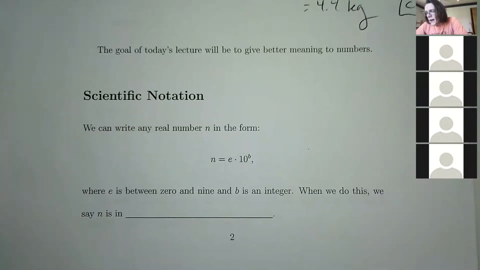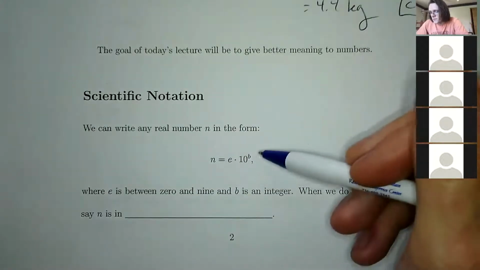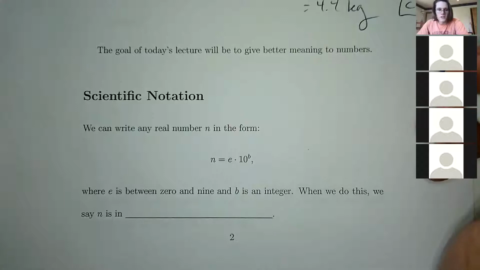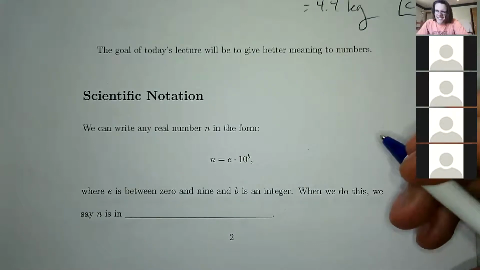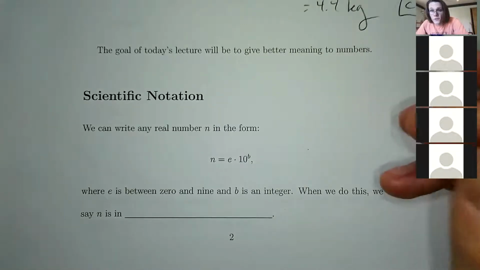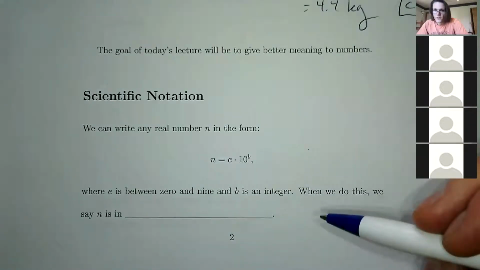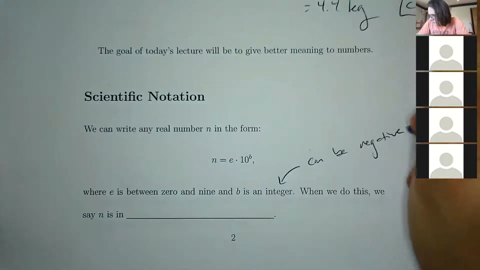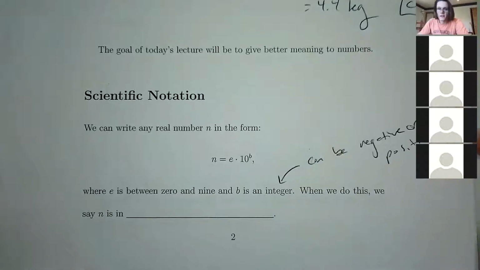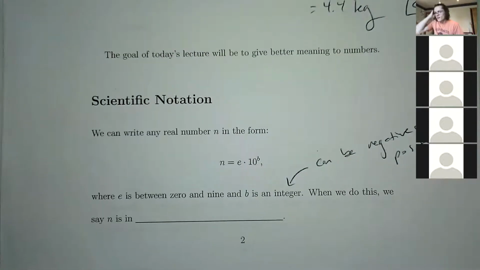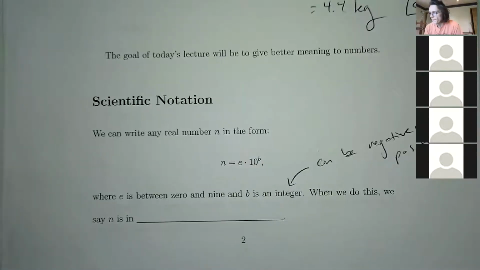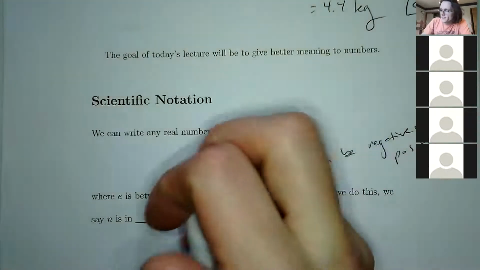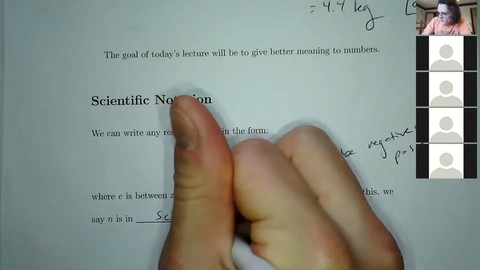All right, so we can write any real number in this form where E is between 0 and 9. So E is like, I don't know, 4.78 or 9.997 or 0.00001. And then B is an integer, and it can be negative or positive, right? It can be like -2. It can be 16. It can be 400 million. It can be any negative or positive integer. And when we do this, we say n is in scientific notation.